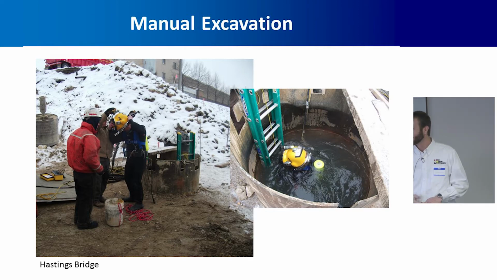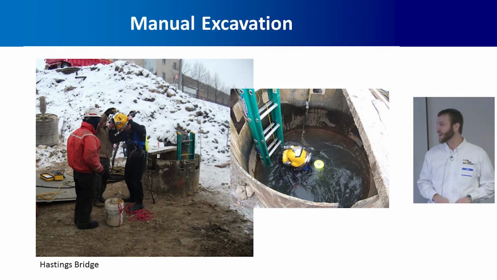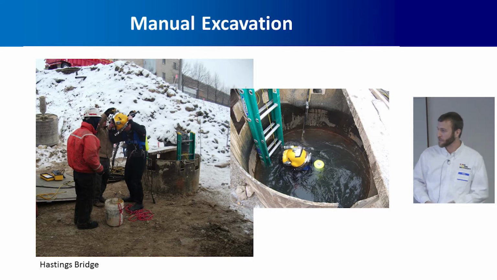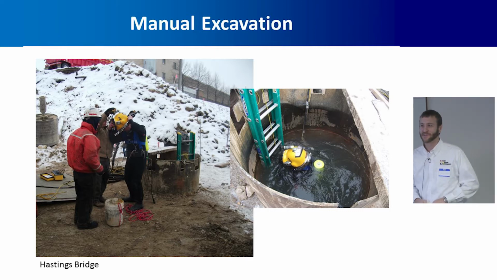At Hastings, this is a little bit more of a clean-out method than an excavation method, but the contractor there, to clean out loose material on the bottom of the shafts at Pier 5, had a diver go down with a 5-gallon bucket and clean out the bottom of the shafts. That's how they decided to do it.